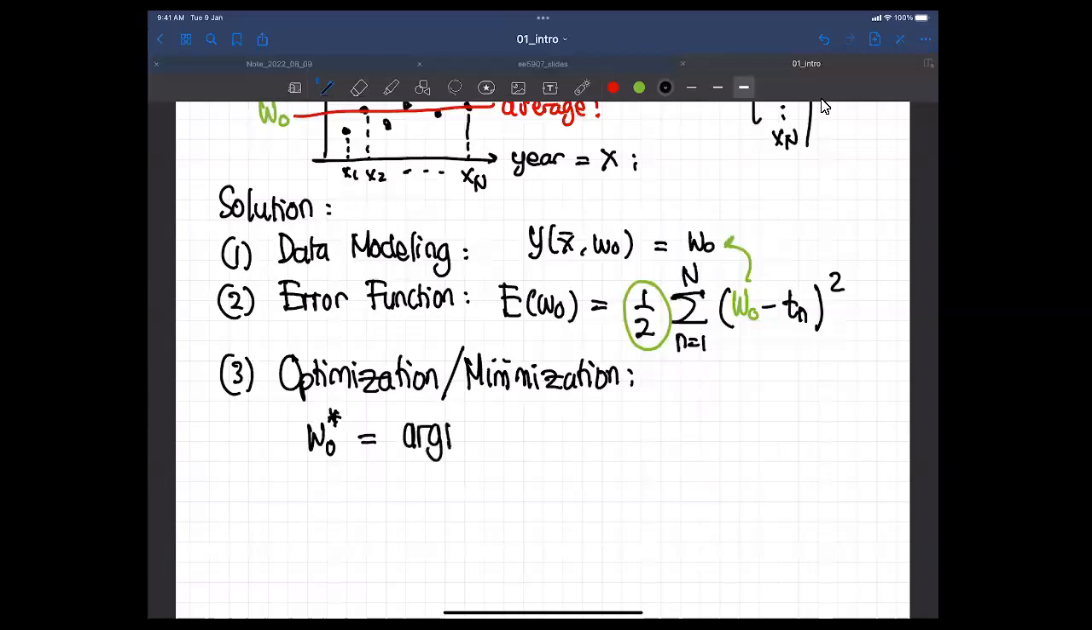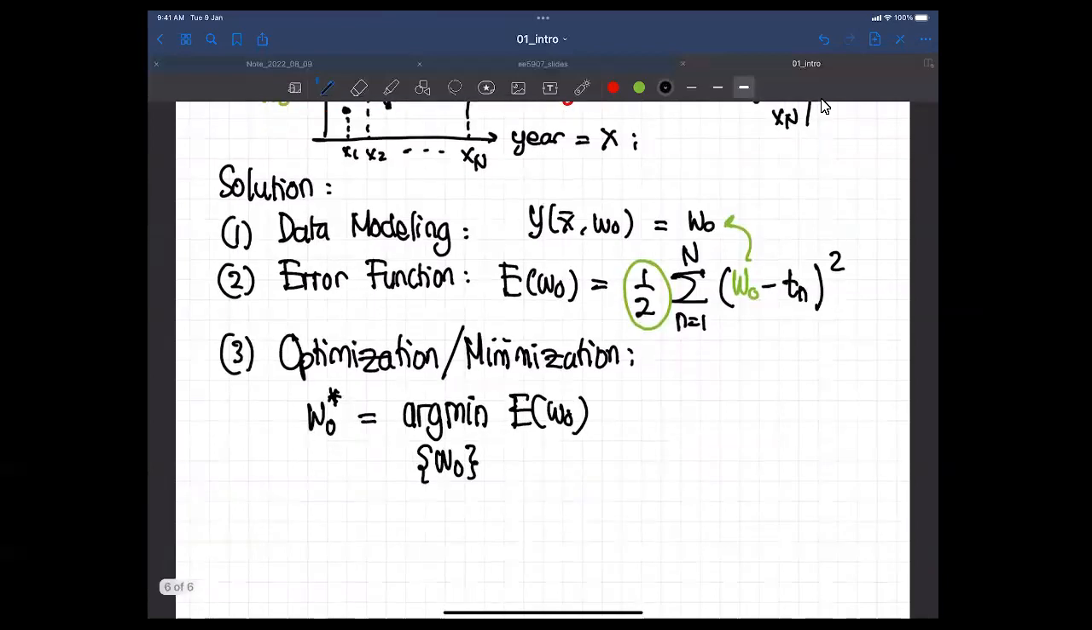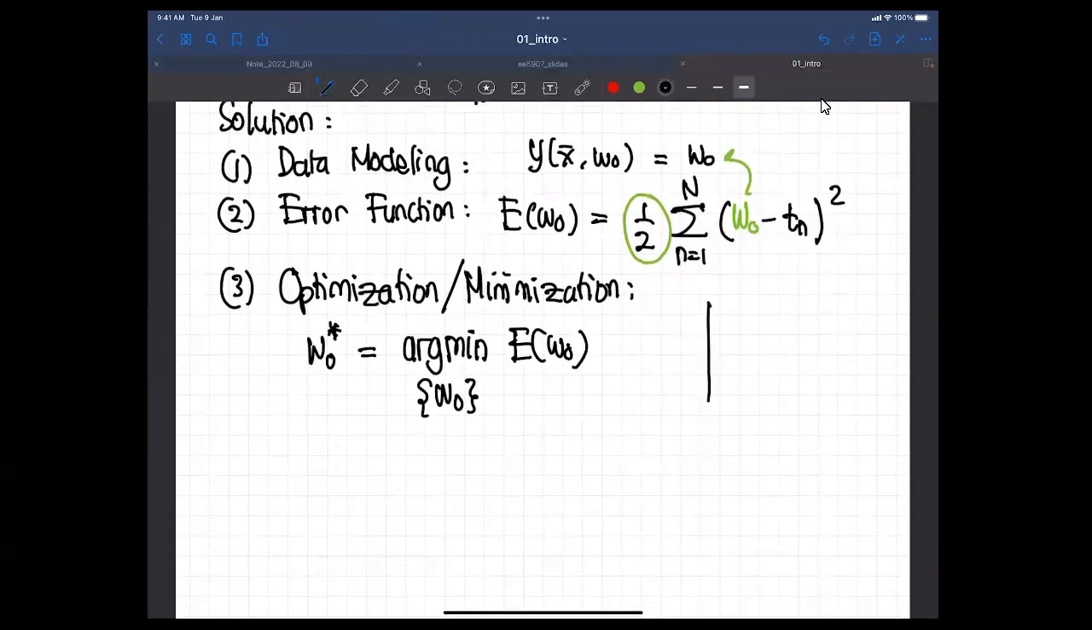Argument mean with respect to what? With respect to W0, of course, right? And this one is E(W0). That's the idea of minimization. What does it mean by this? It means that if I have all possible values of W0, the x-axis will be W0, all the candidates from 0 to 1 to 2 to 3 and so on. This is the possible values of W0, basically, the x-axis.